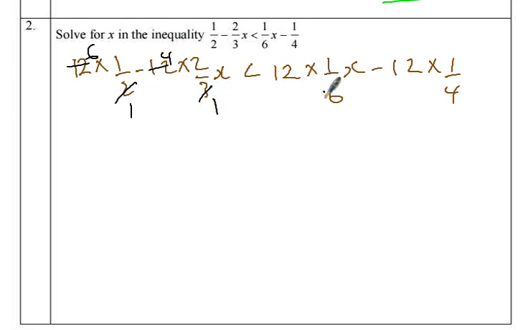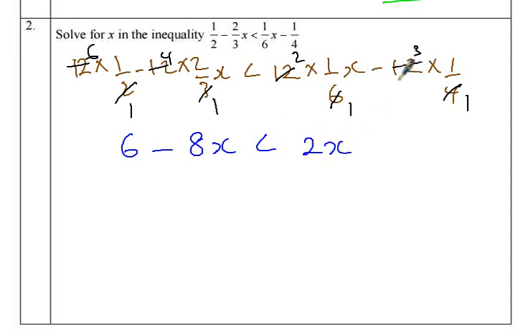So I multiply 12 by each and every term. Do not just multiply on the two sides. When that is done, I can see 6 times 1, 6, then minus, now I have a 4 times a 2, 8x is less than, here I have 2x, this is a 3 times 1 minus 3. Put like terms together.